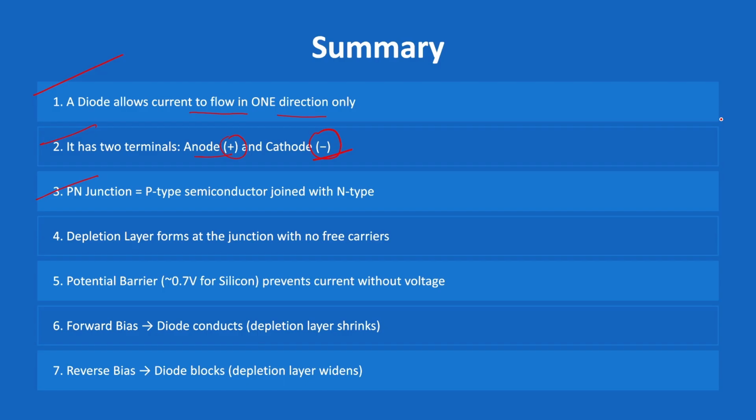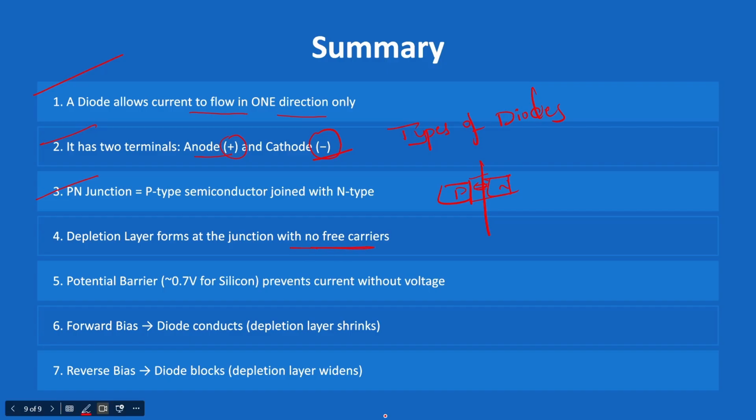The third part is the PN junction diode. We already discussed the different types of diodes. In a PN junction diode, P-type semiconductor is joined with N-type semiconductor. The P-type material and N-type material are combined and the junction is formed. So what happens now? The depletion layer is formed in between the P-type and N-type material. The depletion layer forms at the junction with no free carriers.